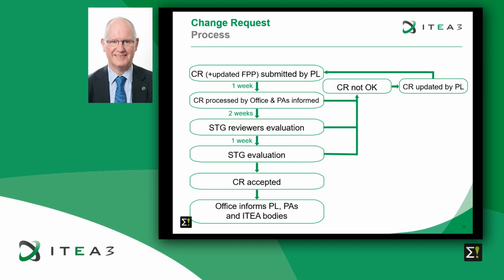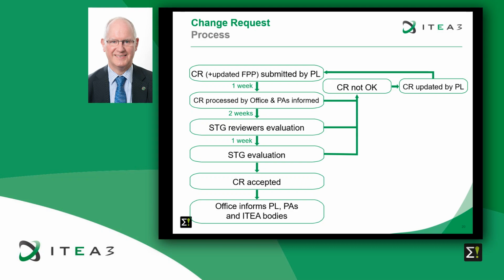This is an overview of the steps that will be taken in the process. First of all, change request plus the updated FPP is submitted by the project leader. Then after 1 week approximately, the change request is processed by the ITEA office and the PAs are informed. If the change request already at this stage is not okay and we are missing things, we will give that feedback to you and ask you to update it by the project leader.